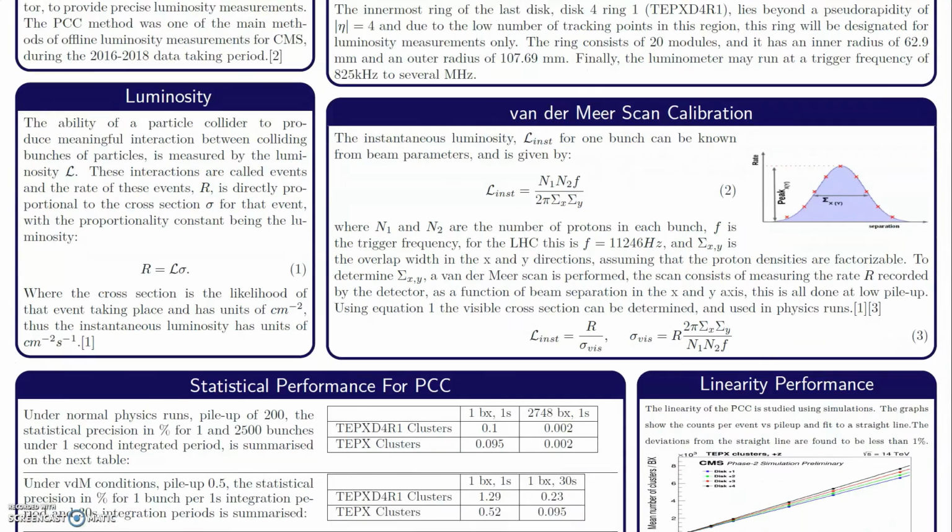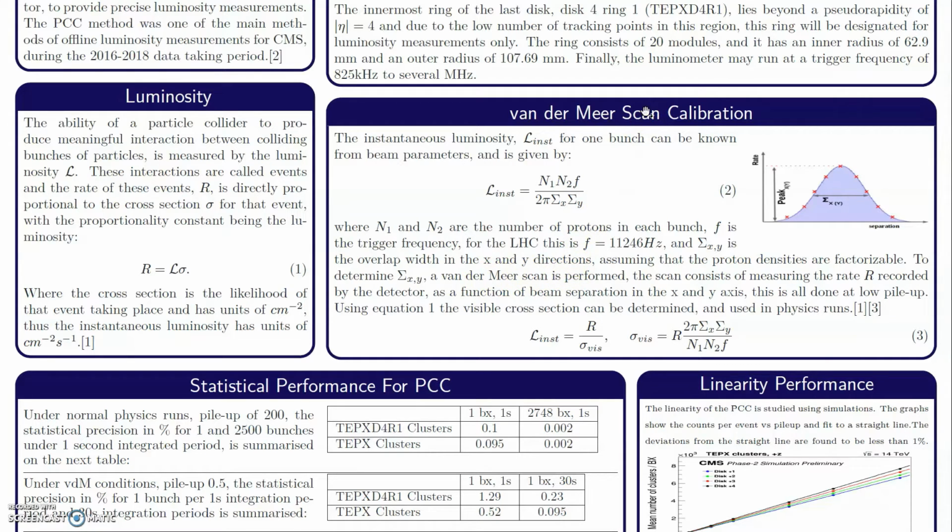But before any luminometer can be used during physics runs, it needs to be calibrated, and this is done using a Van der Meer scan. The goal of the Van der Meer scan is to calculate a calibration constant called the visible cross section, sigma visible, and this is done starting from the fact that the instantaneous luminosity, let's say for a bunch crossing, can be calculated from beam parameters as shown in equation number 2, where N1 and N2 are the number of protons in each bunch, f is the revolution frequency, which for the LHC is 11,246 Hertz, and sigma x and sigma y are the overlap widths in the x and y directions, assuming the proton densities are factorizable.